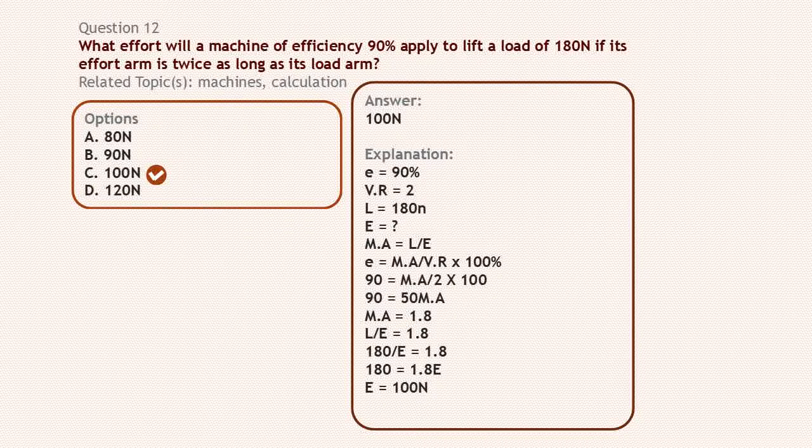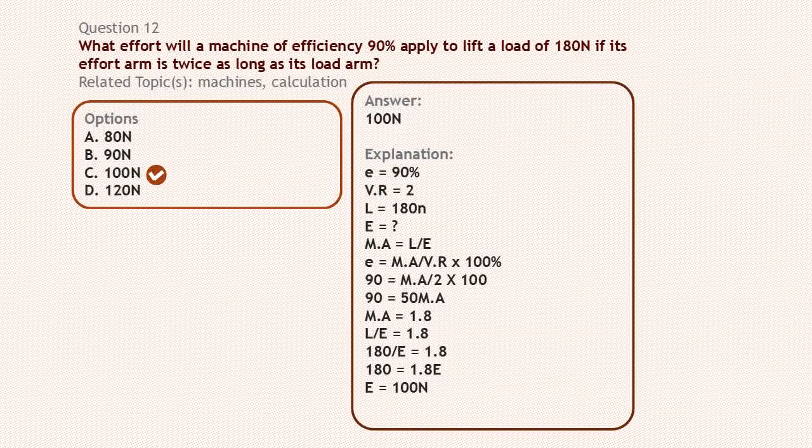Efficiency, which is 90, is equal to mechanical advantage over 2, the velocity ratio, times 100%. 2 here 1 and 2 here is 50. 50 times MA is 50 MA. So you have 90 is equal to 50 MA. To get the value of our mechanical advantage, you then divide both sides by 50. If you divide both sides by 50, the mechanical advantage is going to be equal to 1.8.